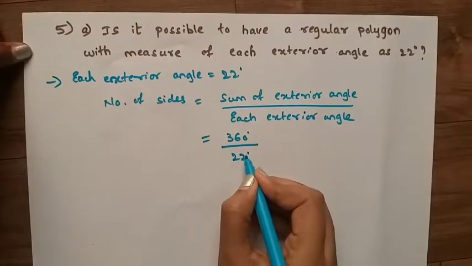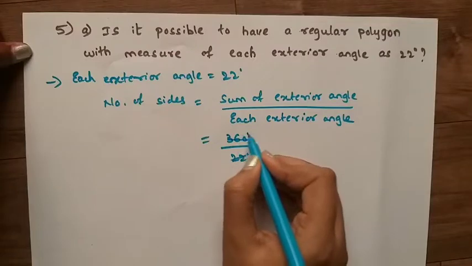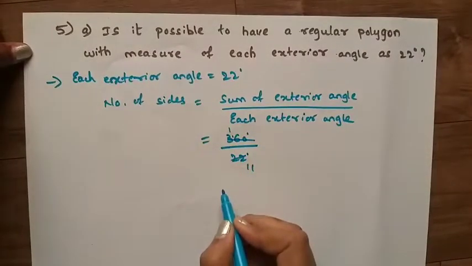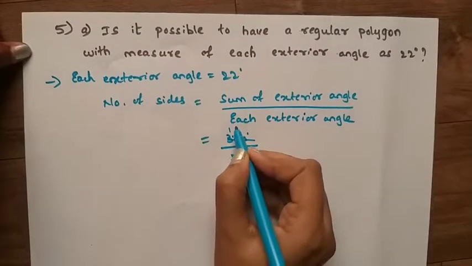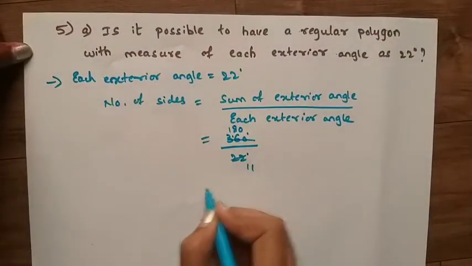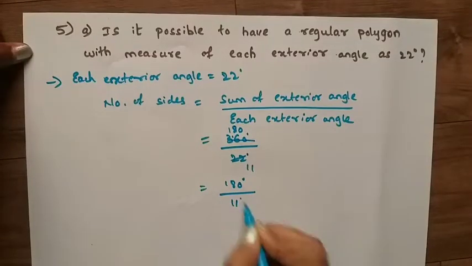So I will start from 2. 2 11s are 22. 2 1s are 2. Here the remainder is 1. This becomes 16, which means 2 8s are 16. 0 is there, so 0 is kept as it is. This means we get the result here: 180 degree divided by 11.